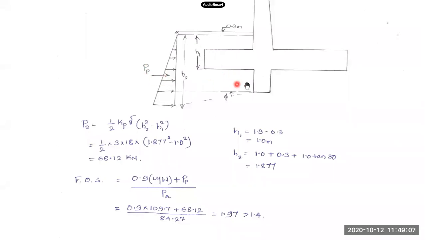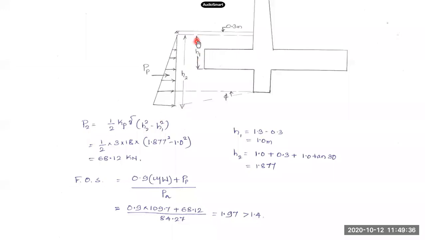On putting this shear key, if I want to know the resultant passive earth pressure which is acting on the shear key, this is how we calculate that. This is again the earth pressure theory, and on that basis we have done the calculation. So half Kp into gamma into (h2 square minus h1 square) will give me the passive earth pressure.